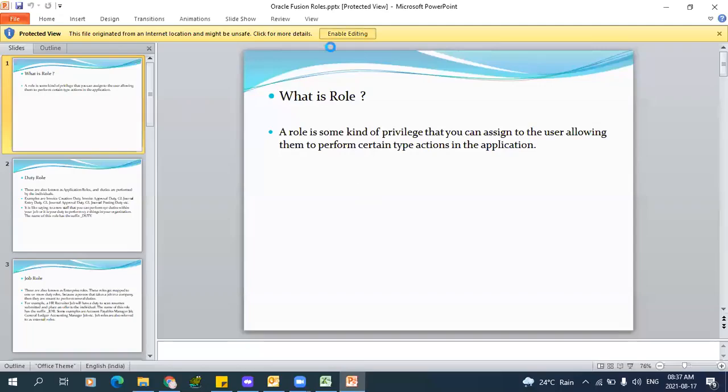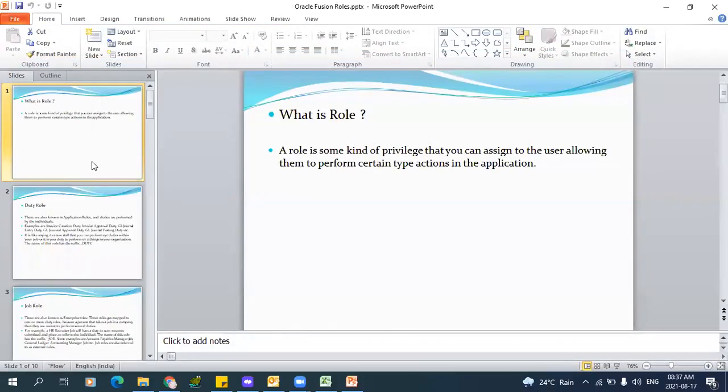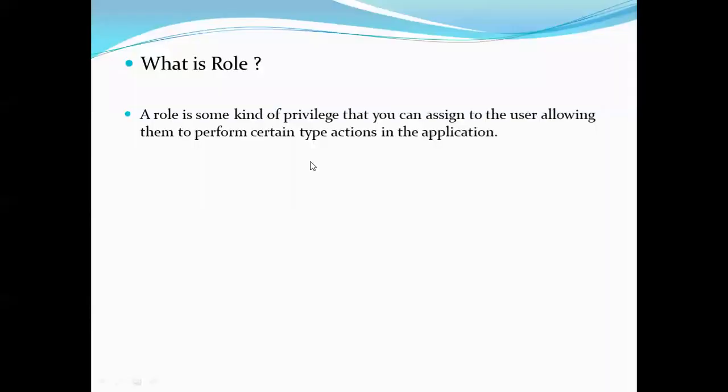Okay. First, we'll see the roles. How the roles will be categorized. So, what is a role? A role is some kind of privilege that you can assign to the user, allowing them to perform certain types of actions in the application. It is nothing but the actions you need to perform in the application. For that action, we can say it is a privilege, and the privilege we assign to the respective users. That is a role.